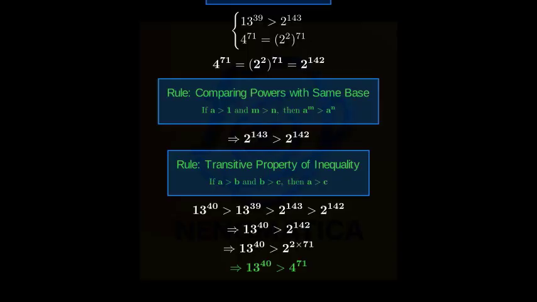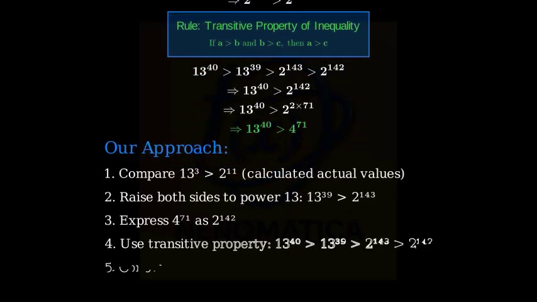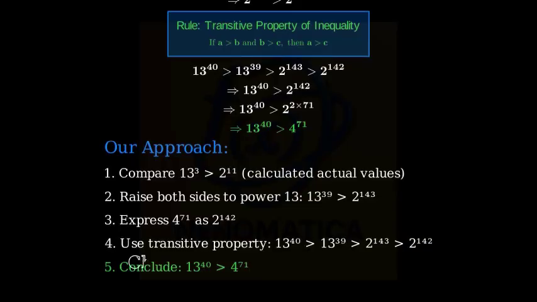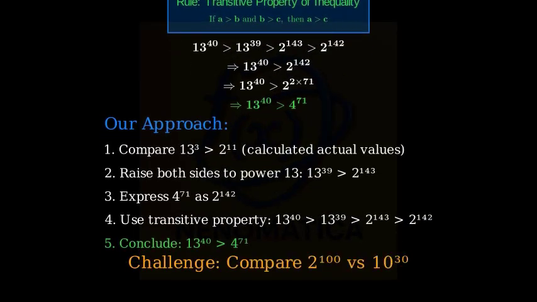In conclusion, we have proven that 13 to the power of 40 is greater than 4 to the power of 71. Let's review our approach. First, we found manageable numbers to compare, 13 cubed and 2 to the power of 11. Then we extended this comparison by raising both sides to appropriate powers. Finally, we connected back to our original problem by expressing 4 to the power of 71 as 2 to the power of 142. This problem demonstrates the power of strategic comparisons when dealing with very large numbers.